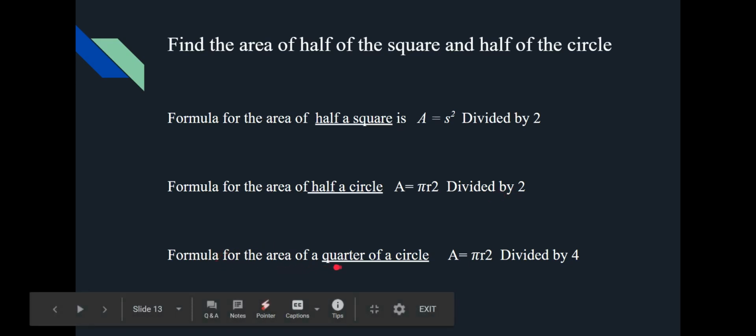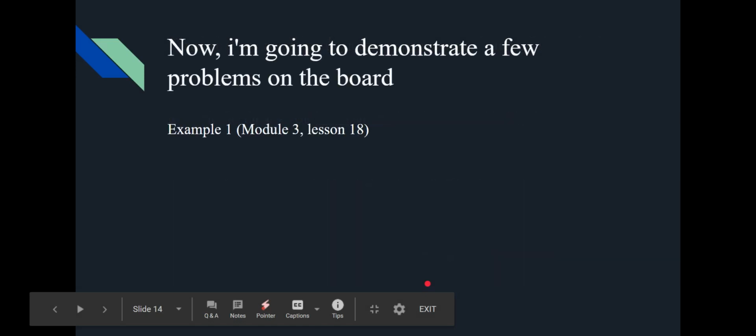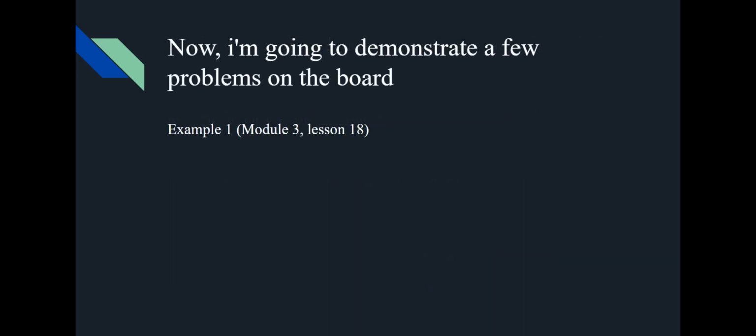Formula for area of a quarter of a circle. Same thing. Area equals pi r squared. Once again, this is not a 2. This should have been squared. Divided by 4 because of a quarter of a circle. All right, let's keep going. Now we're going to practice some of these. I'm going to demonstrate a few problems on the board.